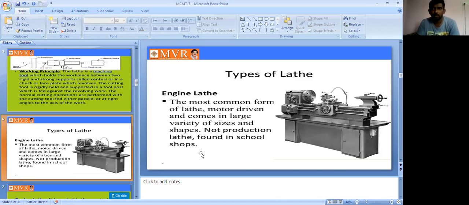By using this lathe, we can get parts of different shapes and sizes beyond the common shapes and sizes, with this type of engine lathe.